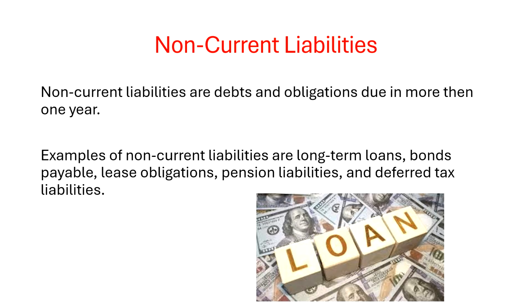Non-current liabilities are debts and obligations due in more than 1 year. Examples of non-current liabilities are long-term loans, which are bank loans with repayment over several years; bonds payable, which are debt securities issued by the company; lease obligations, which are commitments for long-term leases; pension liabilities, which are obligations to fund employee pensions; and deferred tax liabilities, which are taxes expected to be paid in future periods.